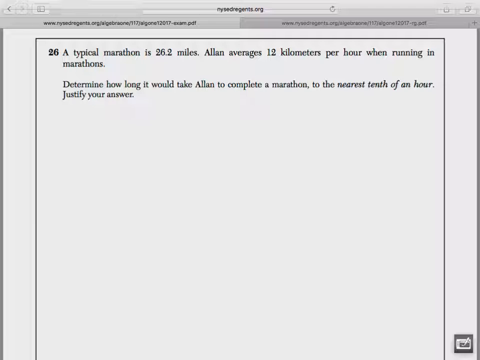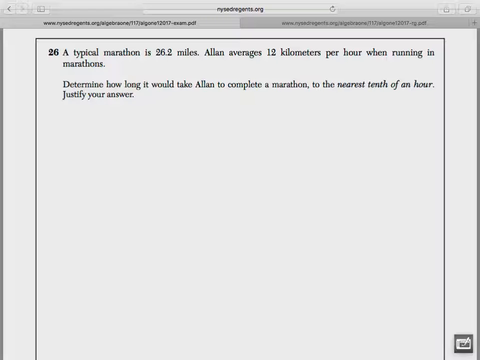All right, typical marathon is 26.2 miles. Alan averages 12 kilometers per hour. I said 20 instead of 12. Dumb mistake. I can't convert between miles and kilometers. But here's the thing: on the back of your formula sheet, it gives you the conversion.